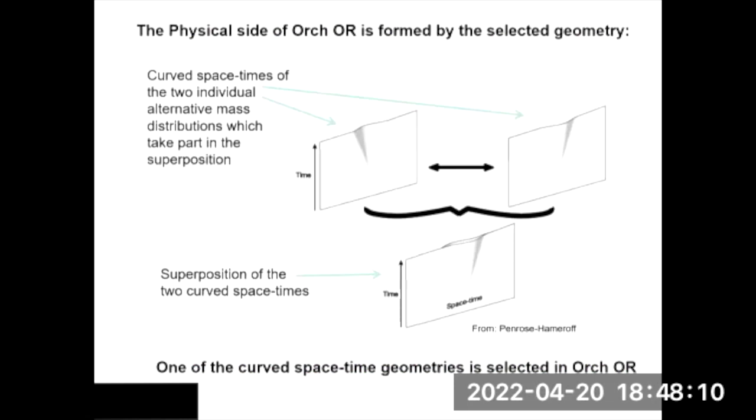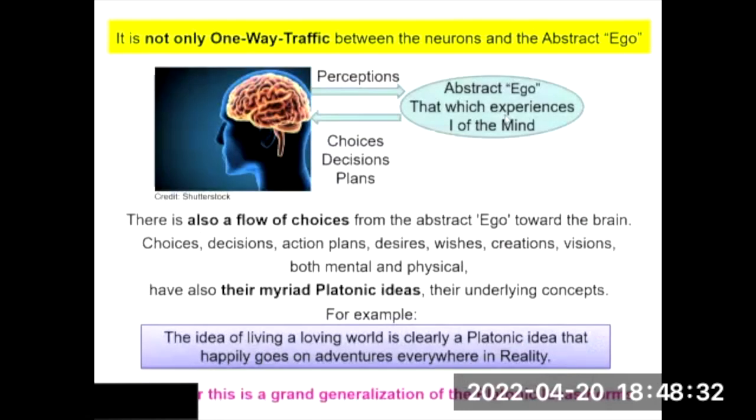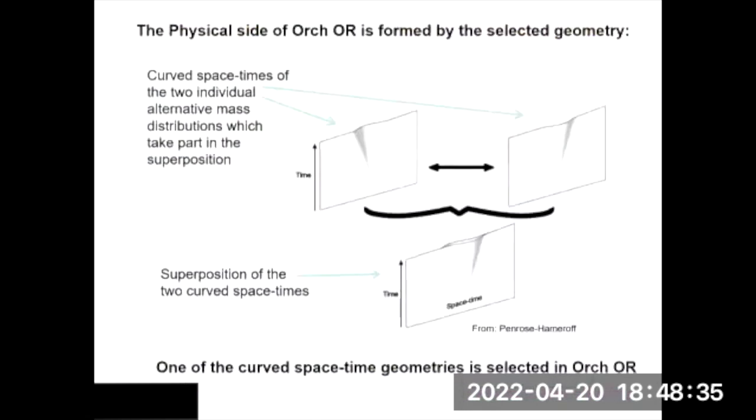Then on the physical side of the orchestrated subjective reduction, a certain geometry is selected. If you have, for instance, these two possibilities that you see on top here, and they are in superposition, then one of these space-times is chosen. That is the objective reduction, and that is in fact a curved space-time geometry which is selected.